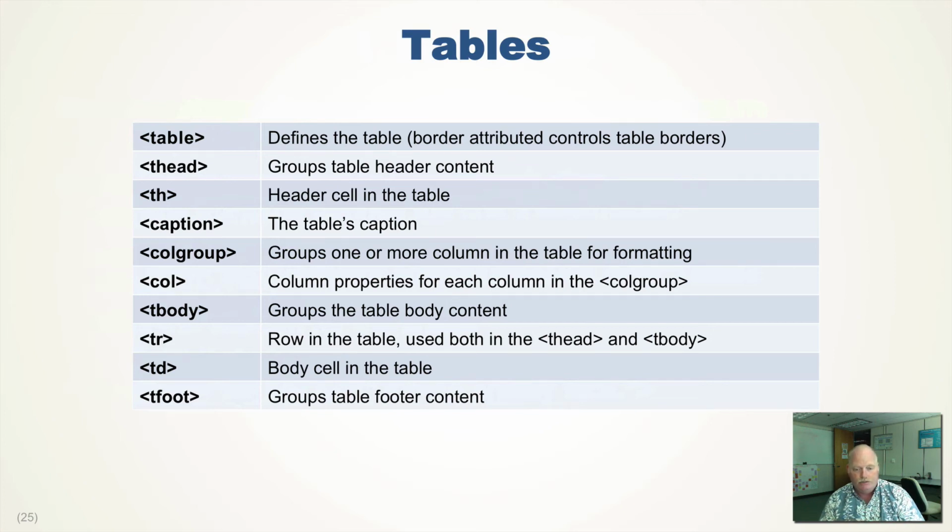You have the TR, which defines the row. It can be used both in the head and the body. And then the TD is the cell in the table. So it's just the general body cell in the table. And then you have the foot. You can have footer information on the table. Again, you could group things into footer content.